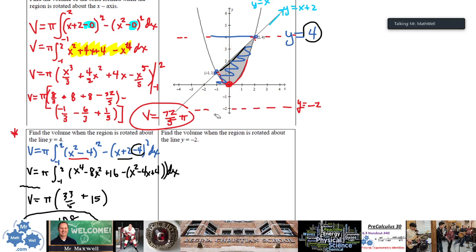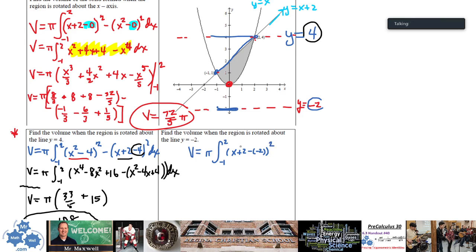So let's work on that. What does that look like? Very similar to what we've done here before. So I'll use blue. So we're going to look at the volume for this solid, which is going to be pi times the integral from -1 to 2. And we're going to look at the outside line here, which is the x plus 2 line. That's the furthest away from the axis of rotation, so we'll start with that one. x plus 2, and then we're going to subtract our line of rotation, minus -2, squared. That's the first part.